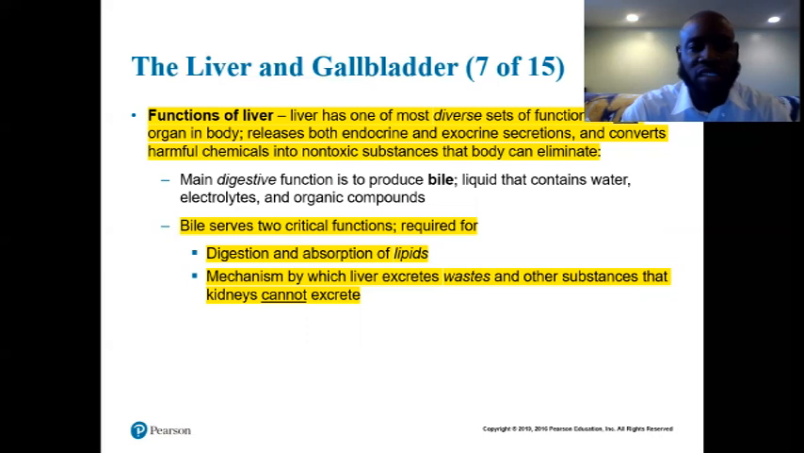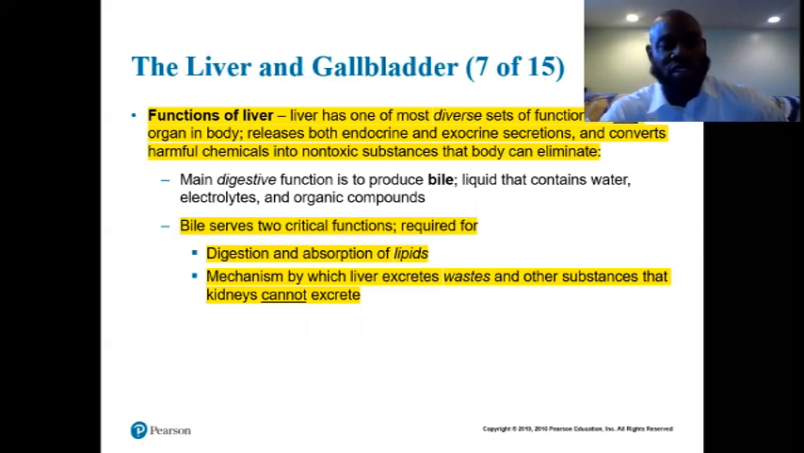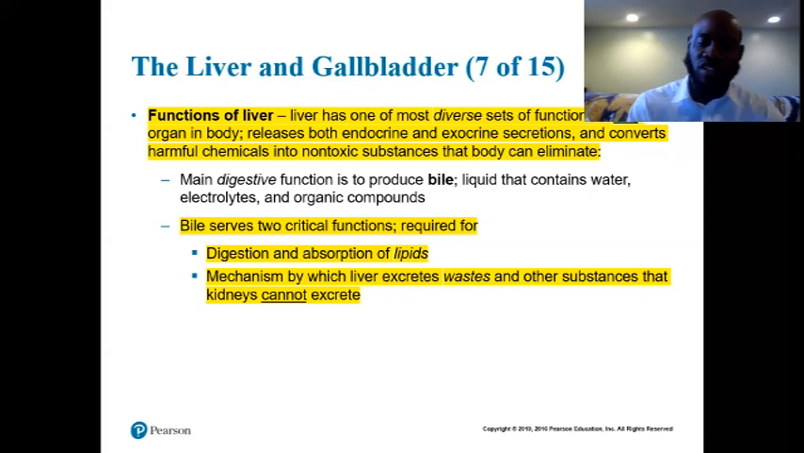All right, so the main digestive function is to produce bile, a liquid that contains water, electrolytes, and organic compounds. Bile serves two critical functions: digestion and absorption of lipids, fats. Remember, we talked a little bit about those when we talked about the bloodstream and the arteries and veins. The other purpose of bile is a mechanism by which the liver excretes waste and other substances that kidneys cannot excrete. We haven't gotten to the urinary system yet, but we will talk about the connection between the two.